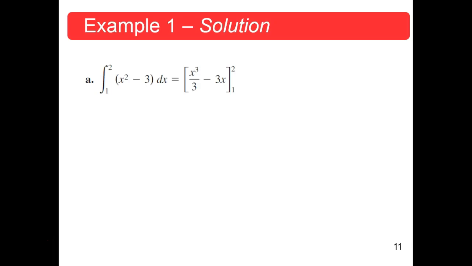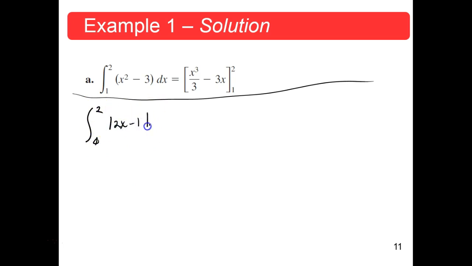And do example 2 here. Now, example 2 is somewhat similar to what we did before, but I'm going to write it down first, and then we're going to do some scratch work on the side. Here's what your integral is. The integral from 0 to 2 of the absolute value of 2x minus 1 dx.